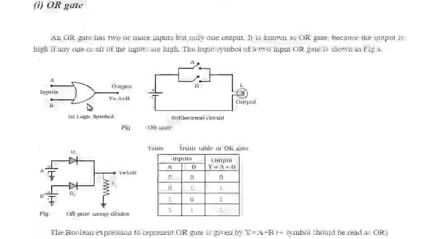This is the first logic gate, the OR gate. This is the symbol of the OR gate. It has 2 inputs, A and B, and one output, Y equal to A plus B. This A plus B is called a Boolean equation. This is the symbol of the OR gate.